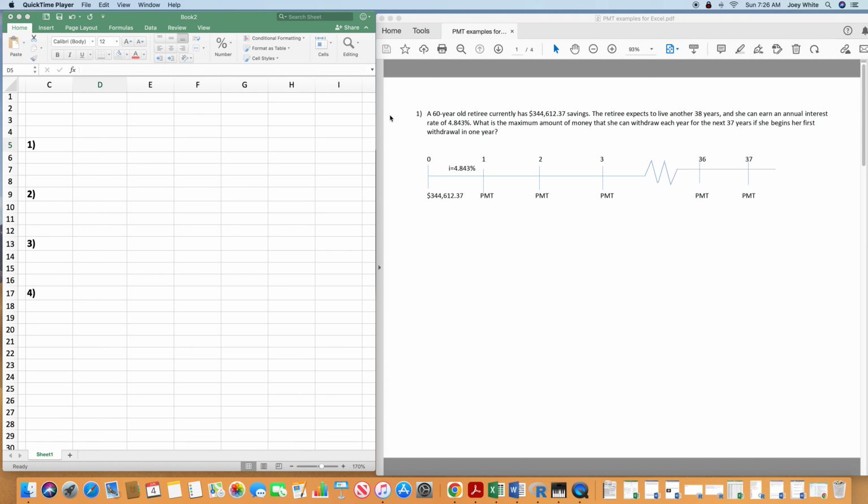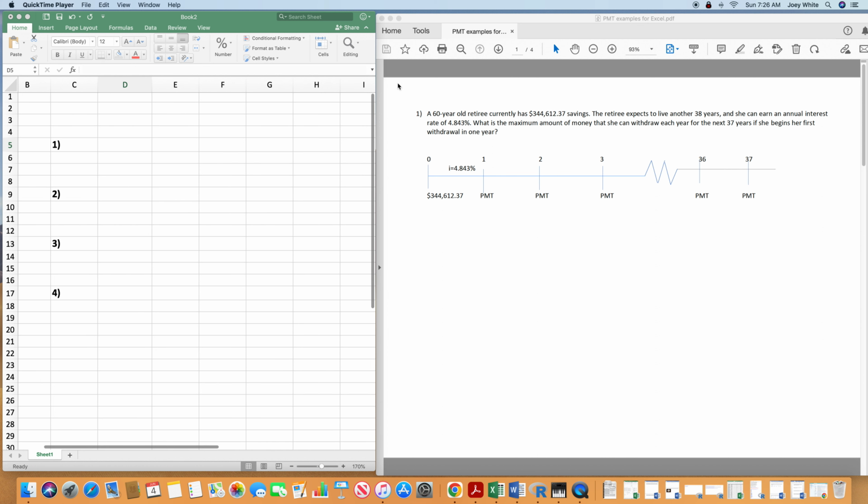So in this video, I'm going to cover something called the PMT function. The PMT function pertains to annuities. We've looked at annuities, how to solve for the present value of an annuity and the future value of an annuity. In this case, we're actually going to solve for the payment of an annuity, which oftentimes does come up, especially in a lot of retirement problems and saving problems. But basically, we're going to be given everything but the payment, and we have to solve for the payment.